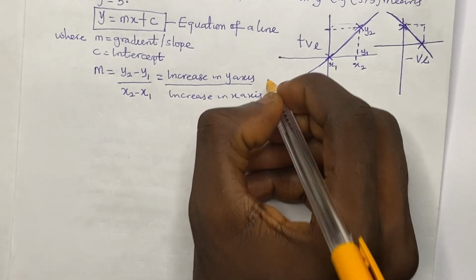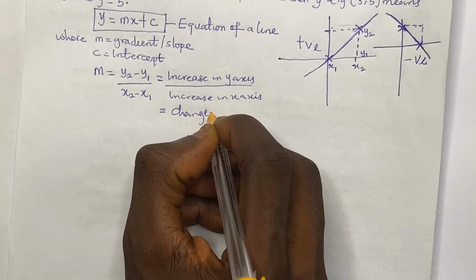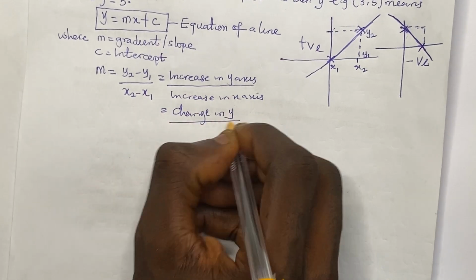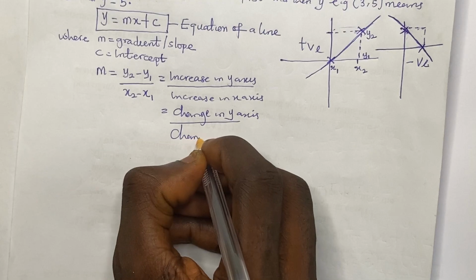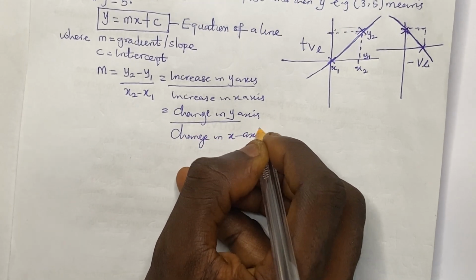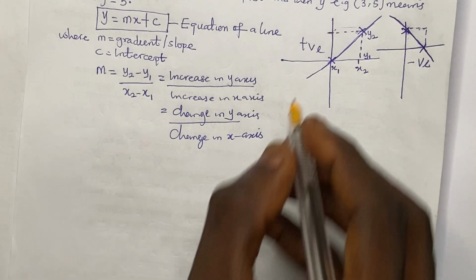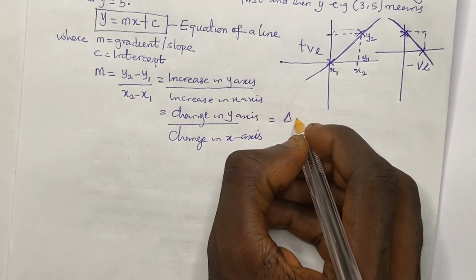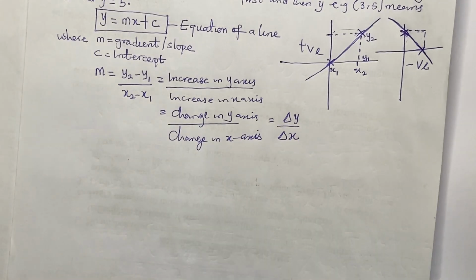And you can also say it is the same thing as saying change in y-axis over change in x-axis. Everything still means y2 minus y1 over x2 minus x1. You can also see change is denoted by this. So when you see change in y over change in x, it is still the same thing. Are you following now? All right.